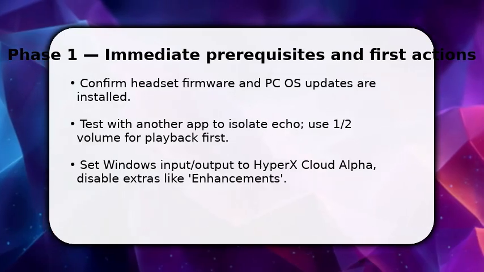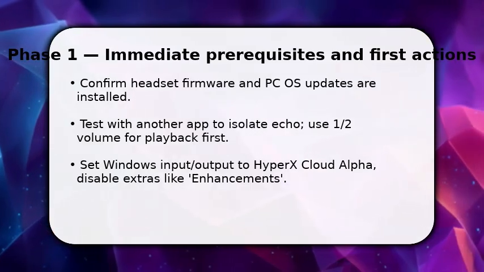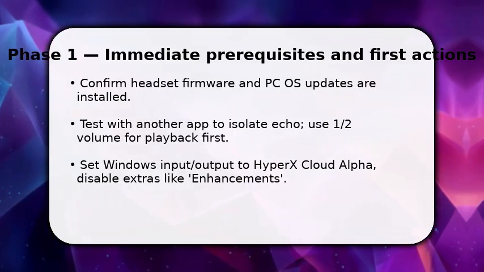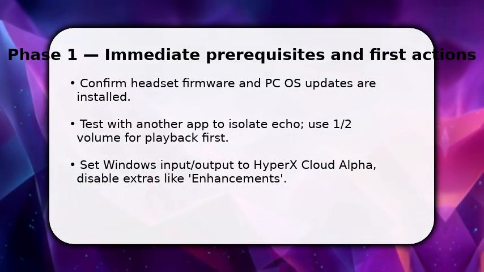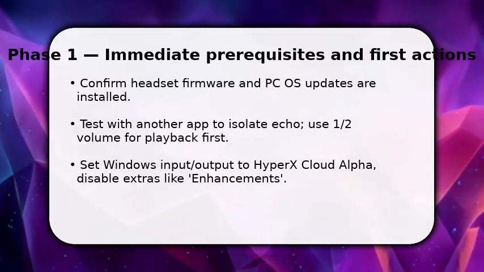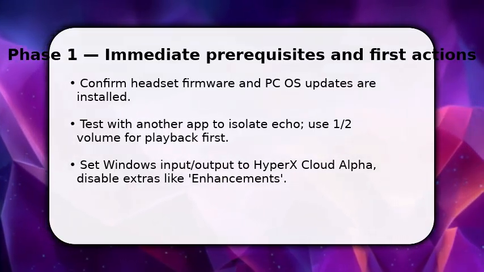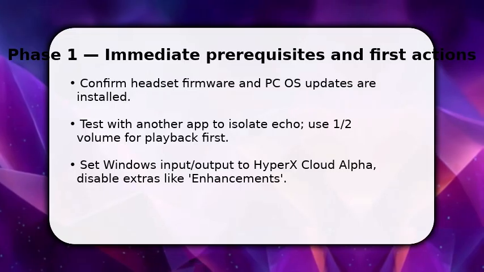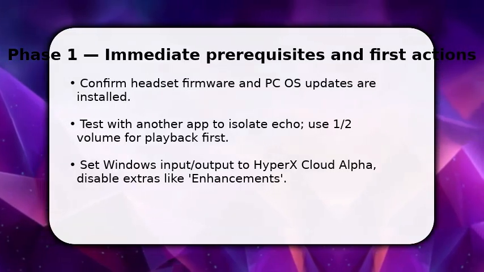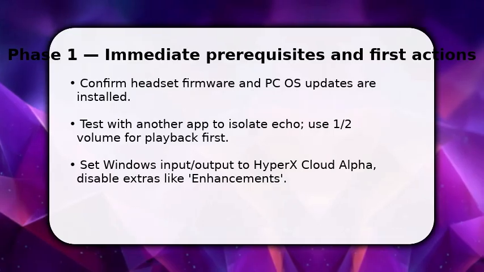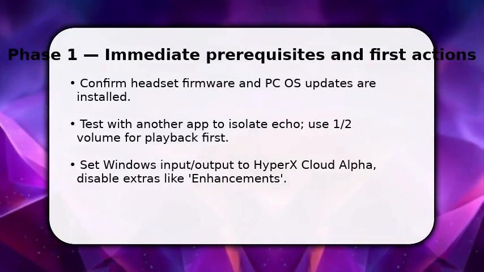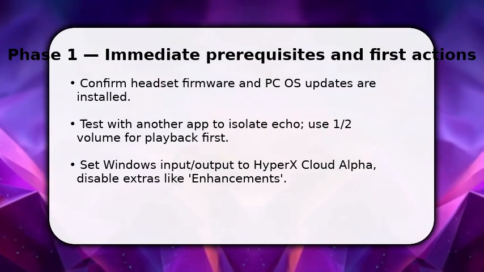Enjoy the video. You start by isolating hardware versus software causes. First, update the headset firmware and your PC drivers. This eliminates compatibility echoes. Then, route audio only to the HyperX Cloud Alpha and set the mic as default. This prevents loopbacks. Once done, lower playback volume to about 50% and disable Windows audio enhancements. These can reprocess and reintroduce captured sound. You're now ready for deeper signal path checks and software settings.